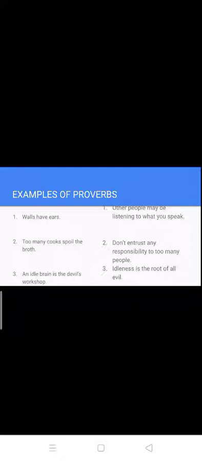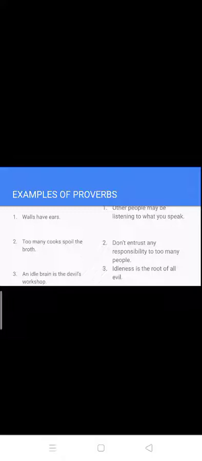Second example, too many cooks spoil the broth. So, it does not just refer to the fact that a dish is being spoiled. What does it mean? Don't entrust any responsibility to too many people. The third example, an idle brain is the devil's workshop. It does not mean that there is a workshop inside your brain. The meaning is that idleness, that is being lazy, is the root of all evil.